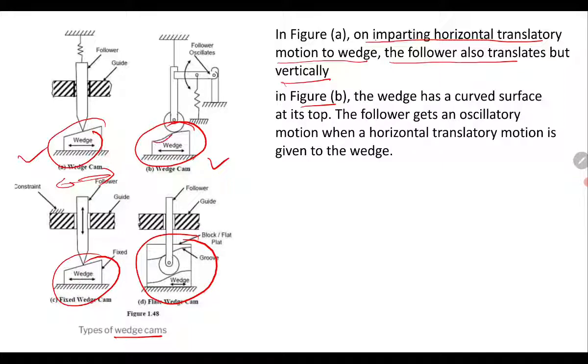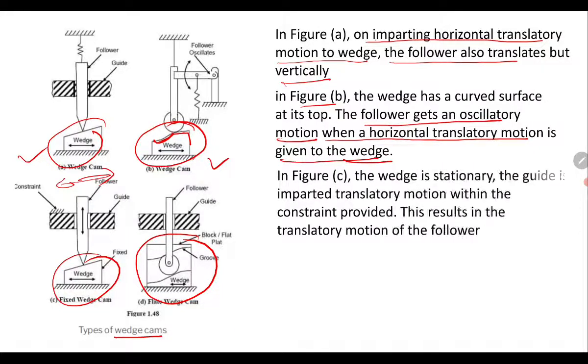Here you will see the wedge is having a curved surface. The follower gets an oscillatory motion when a horizontal translatory motion is given to the wedge. In figure C, the wedge is stationary. The guide is imparted translatory motion within the constraint provided. This results in translatory motion of the follower.